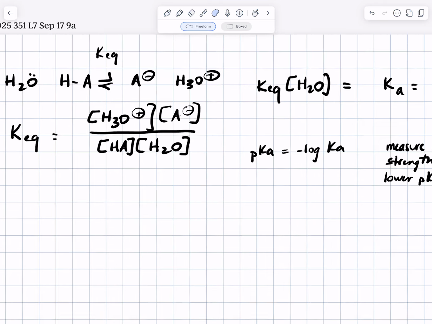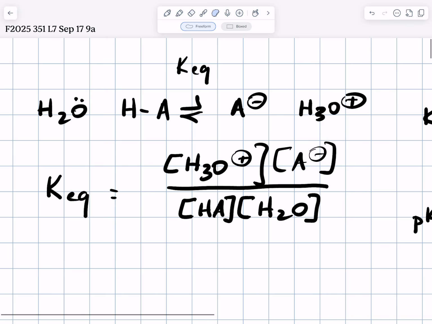So for every acid, we're going to put it in equilibrium with water, and we're going to measure the strength of that equilibrium. Now, you learned about that in 105, 106 as acid dissociation. The acid wants to lose its proton. That is an oversimplification of what's actually going on in an acid-base reaction, which you now know.